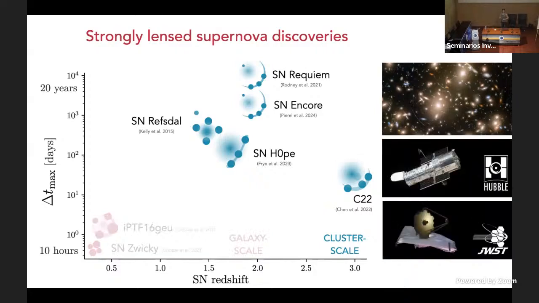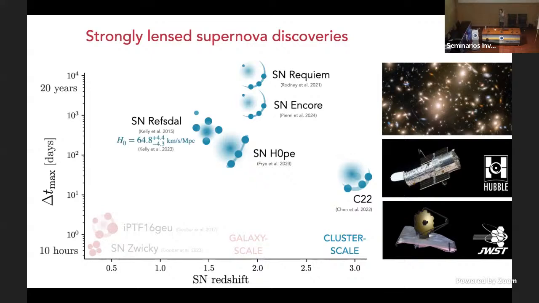So the ones that are lensed by clusters, the cluster scale lens supernovae, they have all been discovered by the Hubble Space Telescope and the James Webb Space Telescope, because they just survey known galaxy clusters, and then there you discover new objects appearing, which are these lens supernovae. So that's also why they have a higher redshift typically, and they have large time delays because the masses of the clusters are so big.